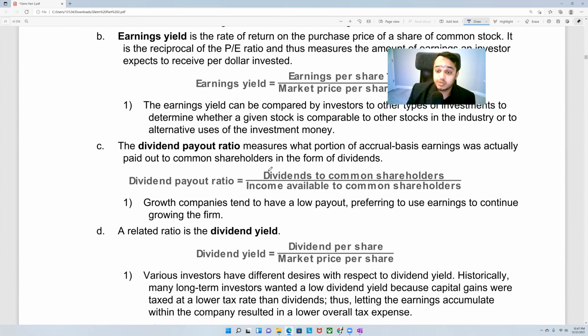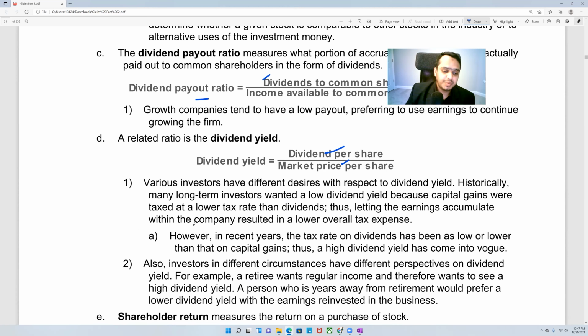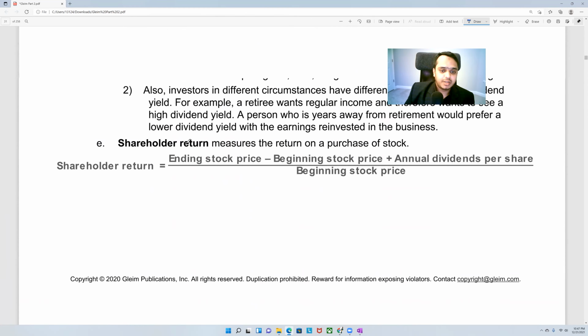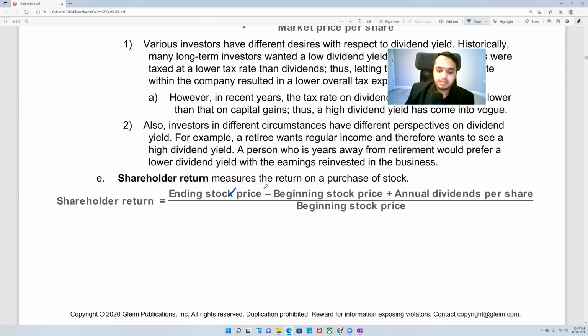Then there is the dividend payout ratio, which I just said: dividends to common shareholders divided by income available for common shareholders. Or you can also call it dividend per share divided by market price per share, how much you're yielding out. And also, which I just talked about, DPS divided by EPS gives you your dividend payout ratio. Shareholder return is the ending stock price minus the beginning stock price plus annual dividends, divided by the beginning stock price. This is your return from the start till now. What all changes have happened and how much return you're going to get, that's your shareholder return.